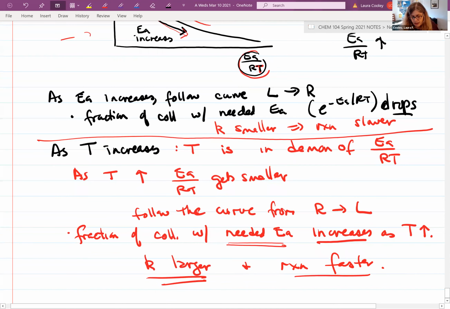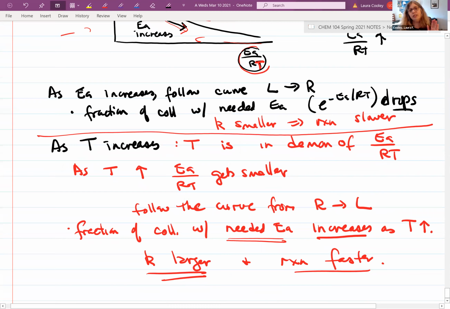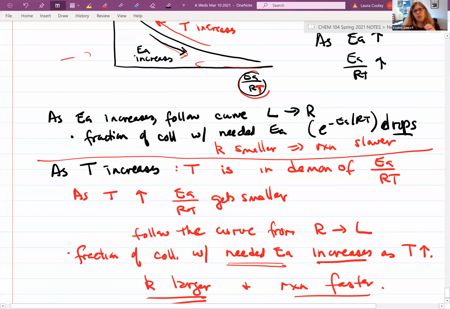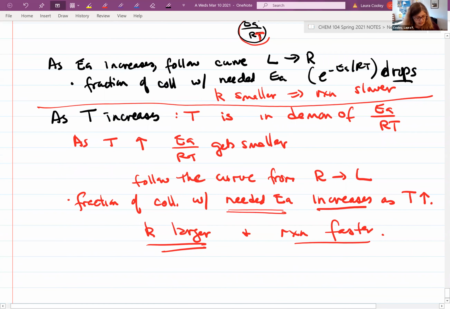Okay, so, if you like to understand it that as T increases, T is in the denominator, so that EA over RT is decreasing, you're going this way, right to left on the graph. They're all good ways to understand it. I just want you to be able to explain it to me, okay? I want you to be able to put it in your own words. And I think it's important for you to be able to do that.